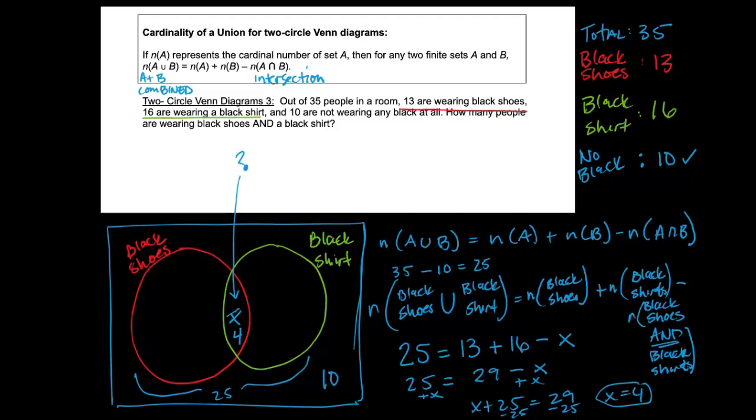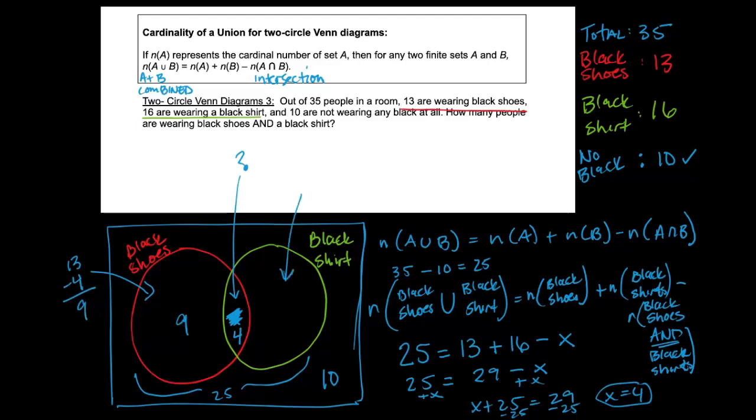And then at this point, if you had other follow-up questions, which we don't, but if you did, you could take the 4 and then work your way backwards to fill out the other sections of the Venn diagram. So if this is 4, if we know that 13 needs to be the total in the black shoes category, then all I have to do is 13 minus 4, and that gives us 9. So we know there's a 9 there.